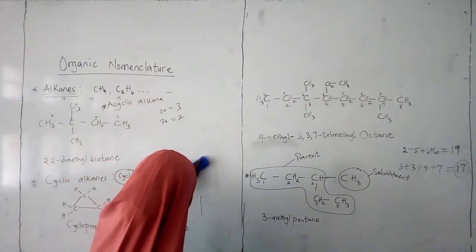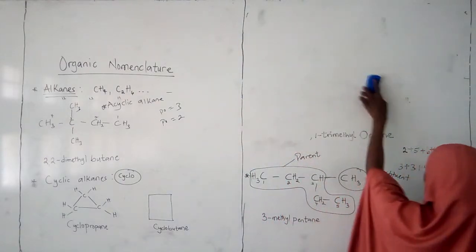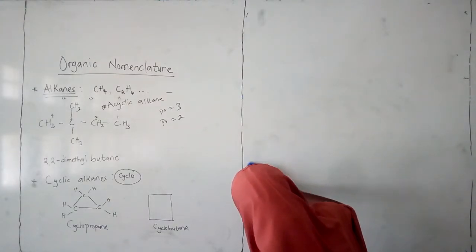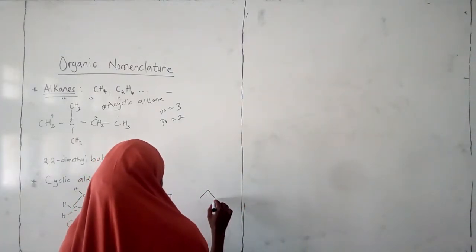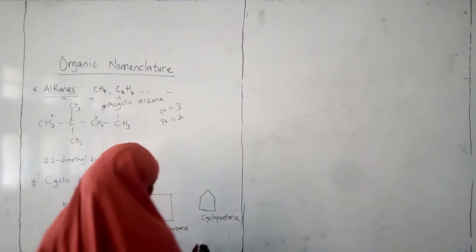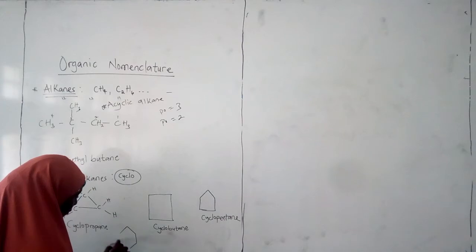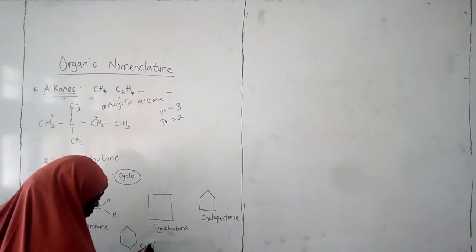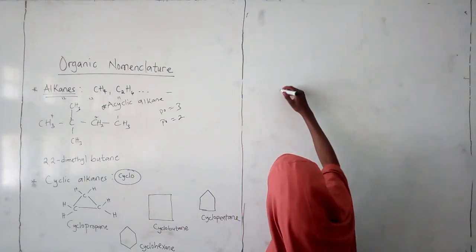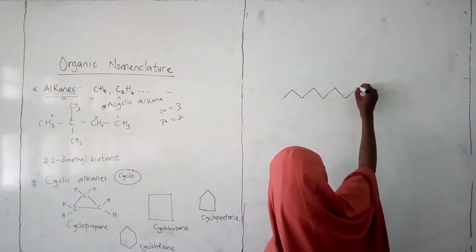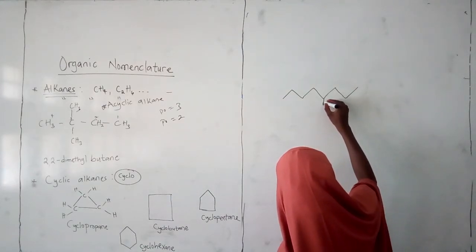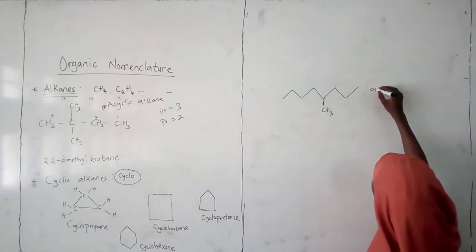Sorry, before we move to that, we have cyclobutane, we have cyclopentane, we have cyclohexane. So now sometimes we can see compounds like this. We can see something like this. Or sometimes it can be written like this.